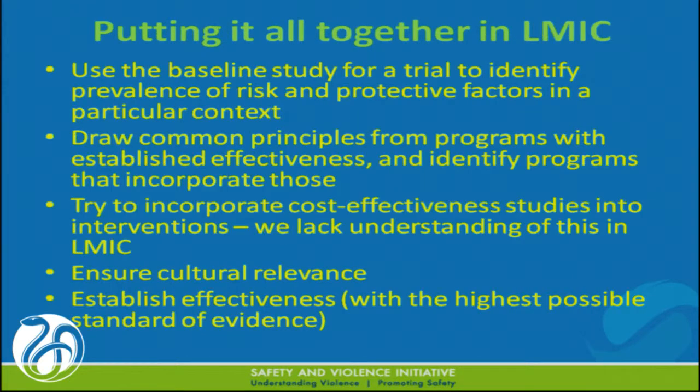So when it comes to putting it all together, here's the punchline of what I've been trying to say. You can cut costs a little on epidemiological work by using the baseline study and what we know already from high-income countries about risk and protective factors. We can draw out common principles from programs with established effectiveness and identify programs that incorporate those common principles. We need to boost our understanding of cost-effectiveness studies. We just really don't understand that well. We have to ensure cultural relevance, and even when you've done all of that, you still have to look at establishing effectiveness with the highest possible standard of evidence.